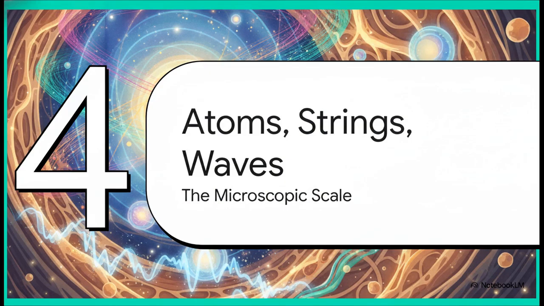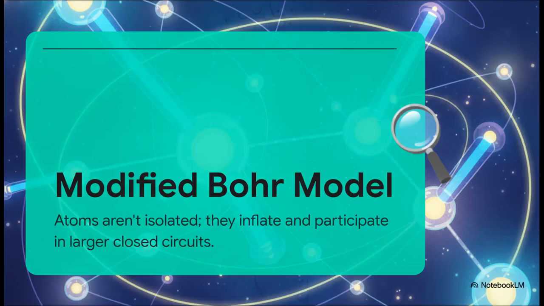Let's zoom in even further for part 4. Atoms, strings, and waves. You might be wondering, how does the actual sap and wood do this? Well, Rihan starts by modifying the classic 1913 Bohr model of the atom. Instead of those isolated little planetary systems we learned about in school, imagine these atoms sort of awakening under energy input. They inflate into ball-like structures, reaching out to form their own miniature Faraday limbs, actively preparing to join this massive closed circuit.